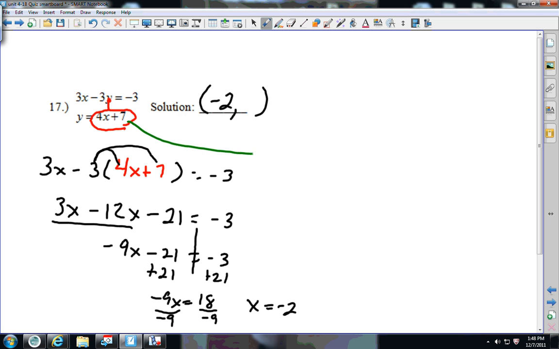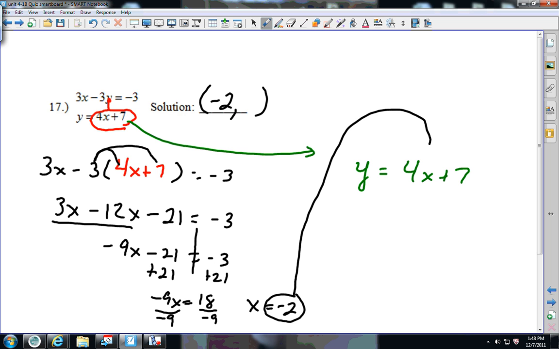So now I'm going to bring this over here. I've got y equals 4x plus 7. X is negative 2. Y equals 4 times negative 2 plus 7. Y equals negative 8 plus 7. Y equals negative 1.